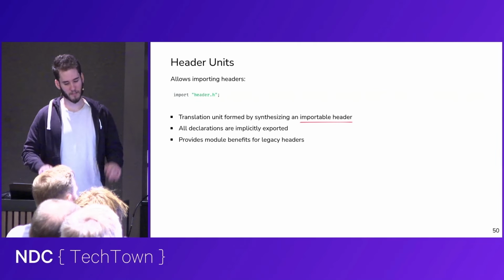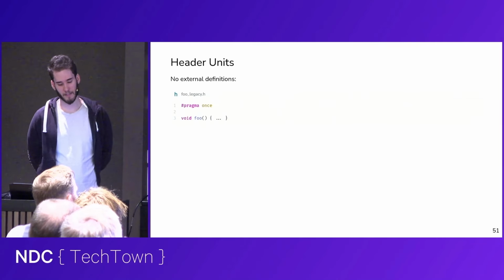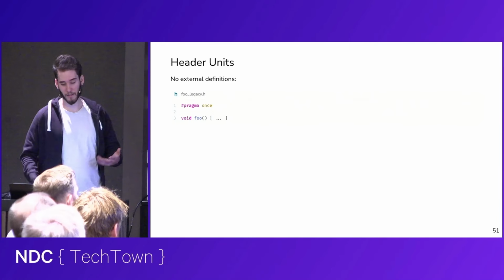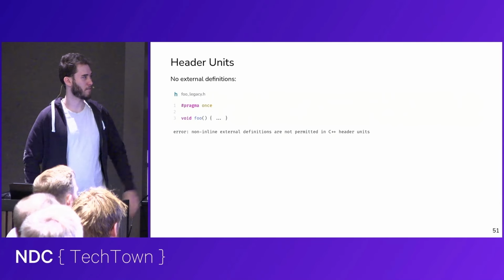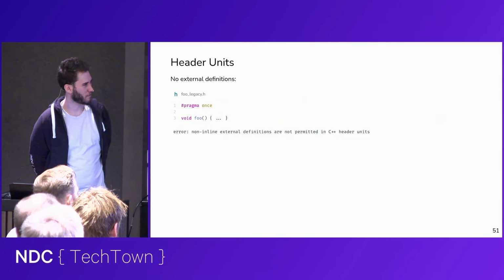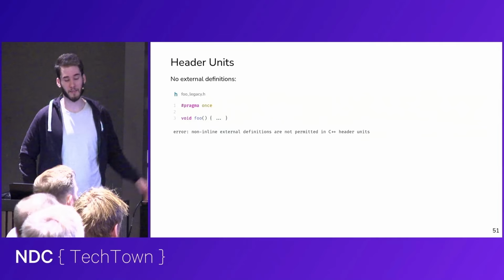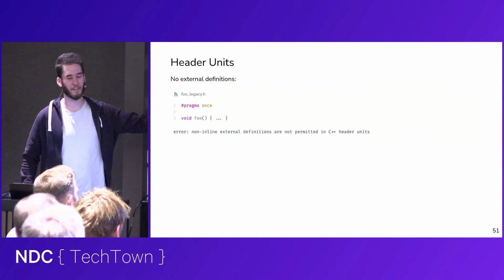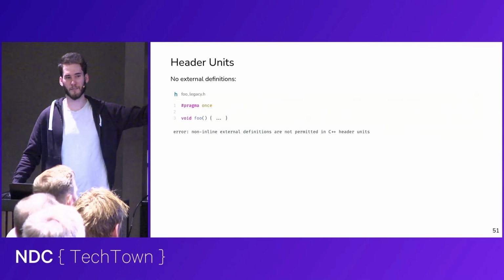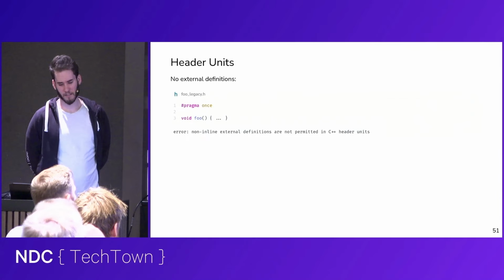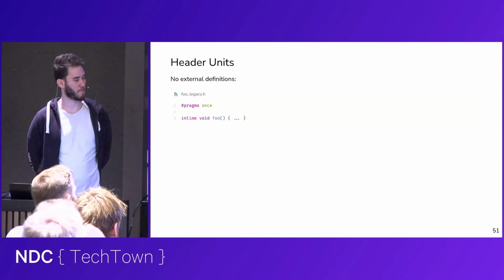So there are some caveats here, though. For example, you cannot really have any external definitions. If you try to do something like this in your header and compile that into a header unit, your compiler will tell you, non-inline external definitions are not permitted in C++ header units, which is actually a very surprising error because it tells you exactly what it wants it to tell you. It's not like 100 lines of templated error code, so fantastic. But you can just easily fix it by just adding inline to this function if you really want to keep it in the header.